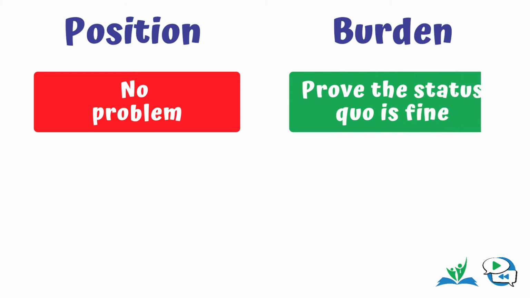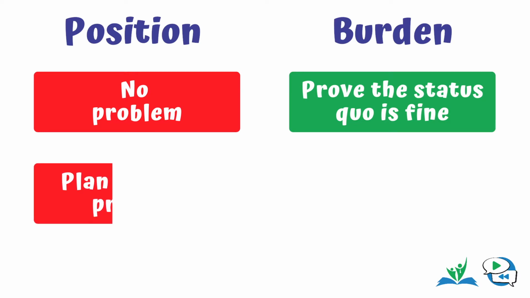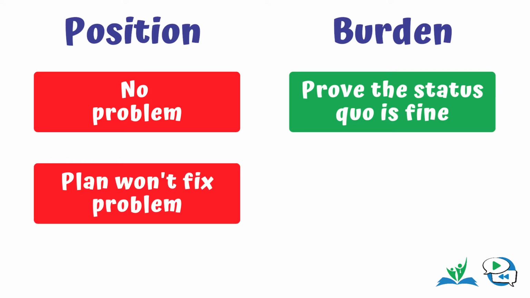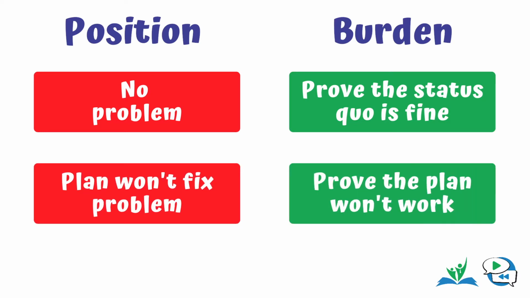that the status quo, or the way that the world is right now, is actually fine and that there is no problem at all. Alternatively, if they take the position that the plan is not going to fix the problem, then they need to prove that this plan will not work. For more information on negative cases and negative positions, check out our negative cases video.